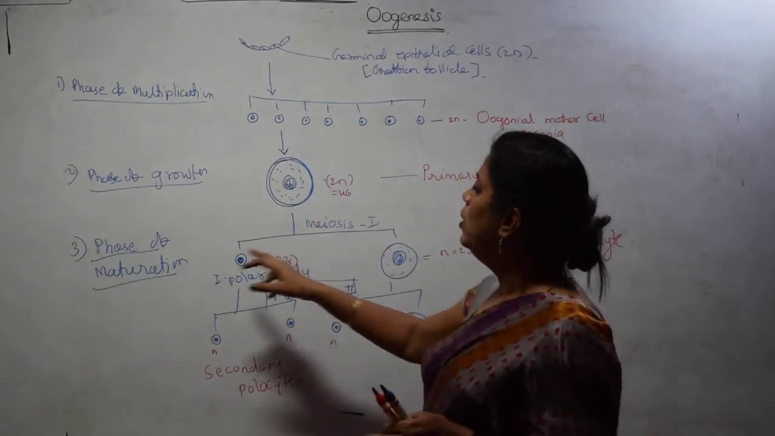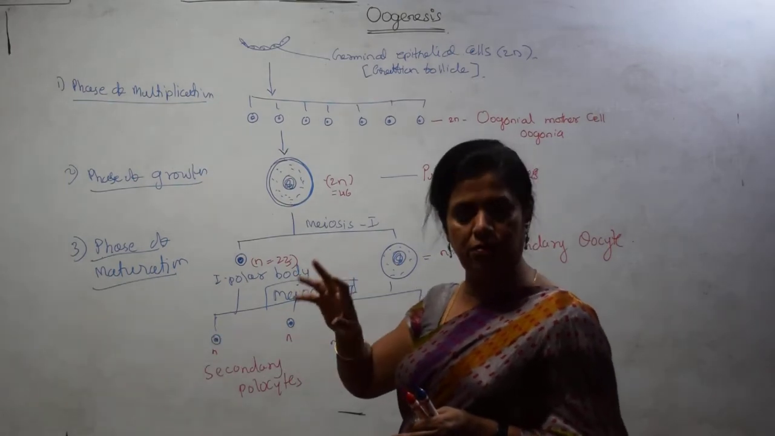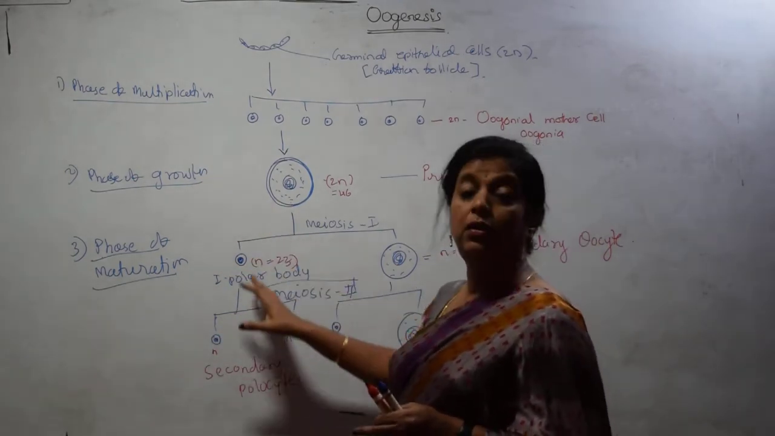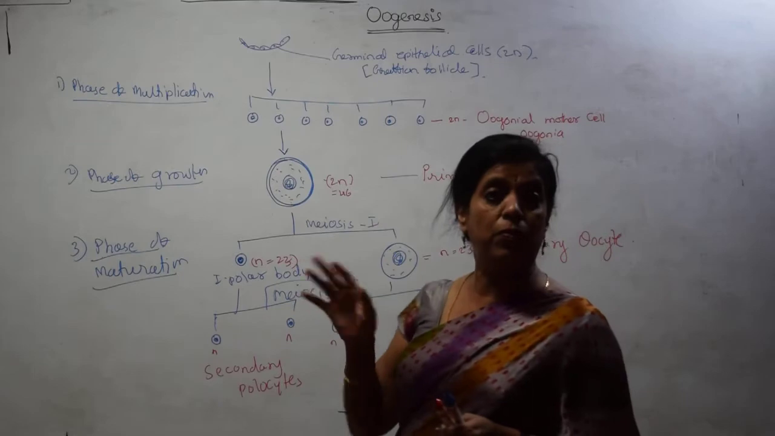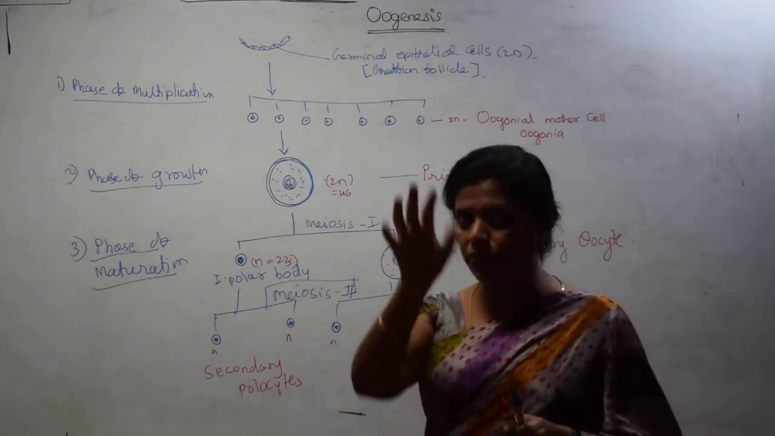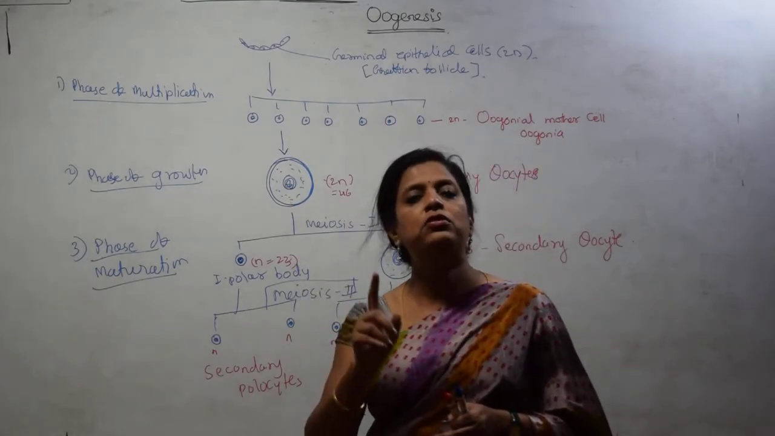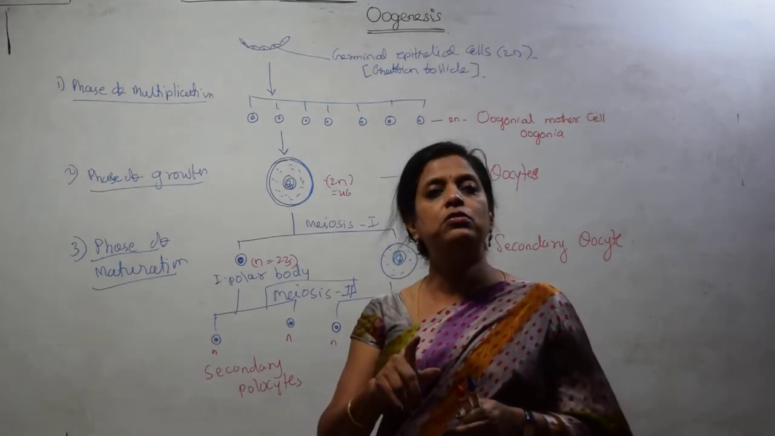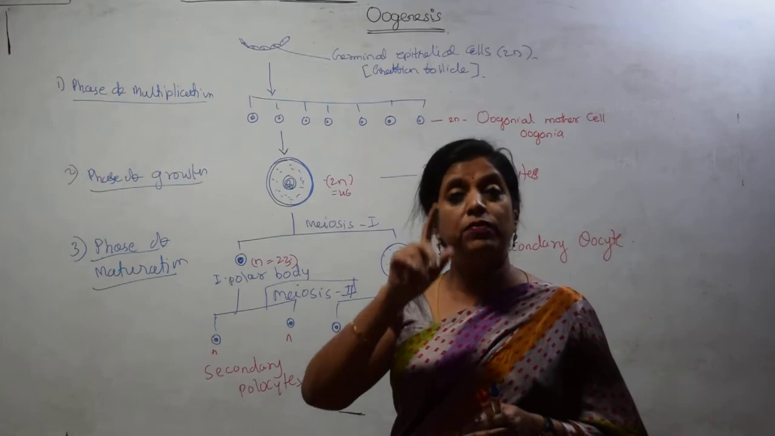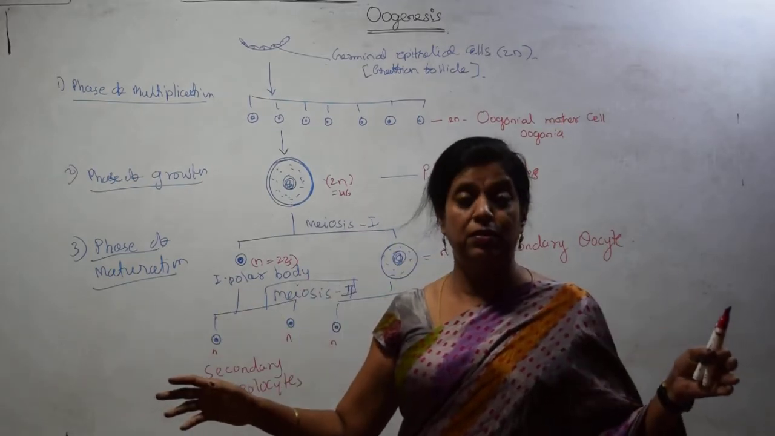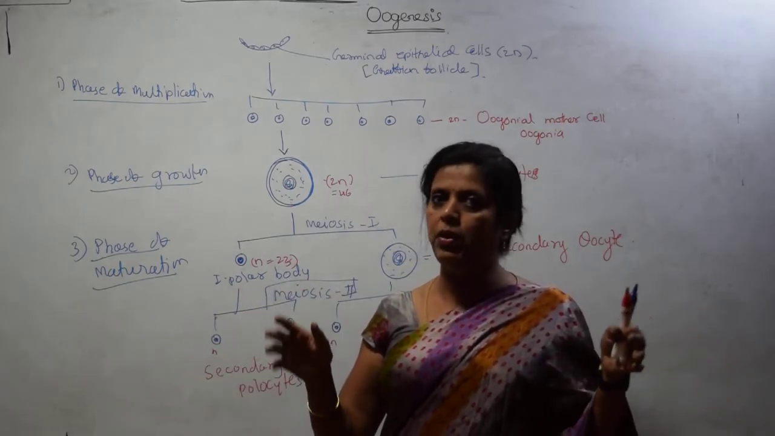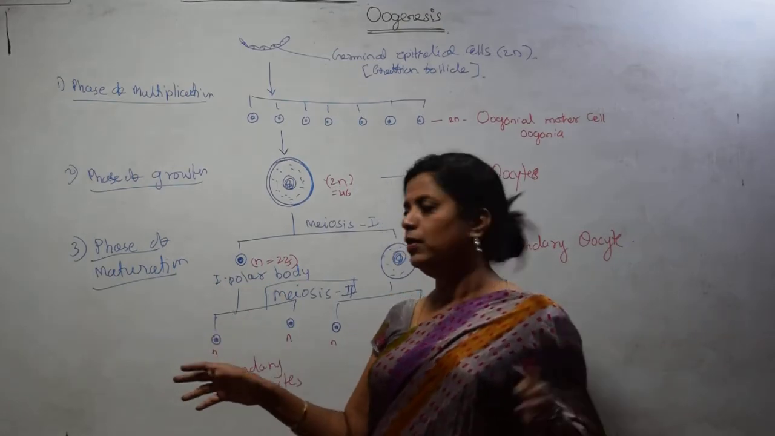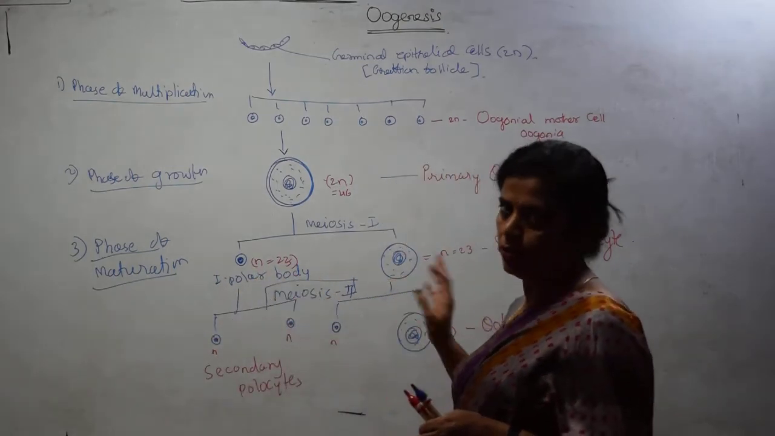Fine. Now, the phase of maturation is the third phase, in which the primary oocyte undergoes meiosis 1 and meiosis 2. Now, this is the point to remember. Meiosis 1 is a reductional division, you all know that. In meiosis 1, the division of the nucleus is the reductional type. Chromosome number becomes half. So you will get n equal to 23, n equal to 23.